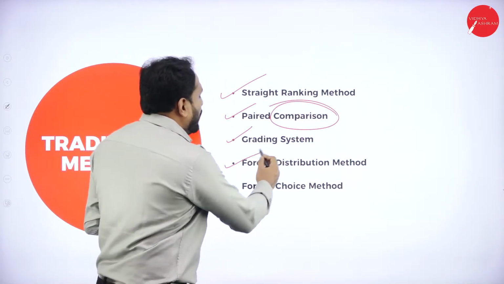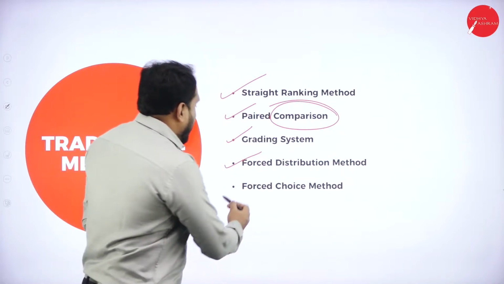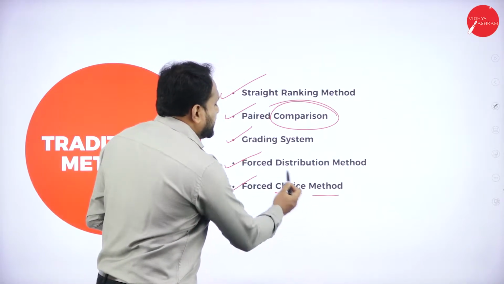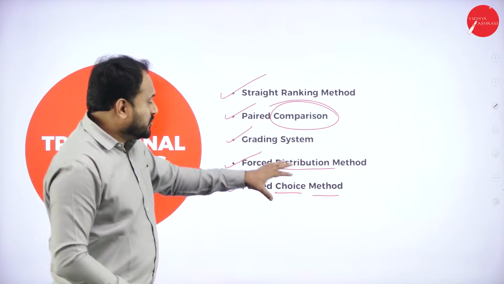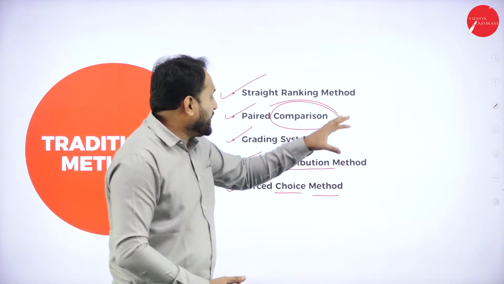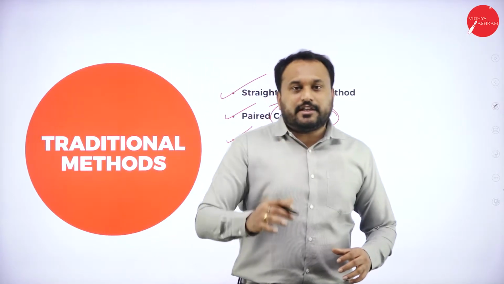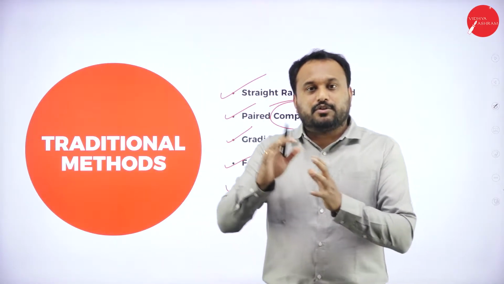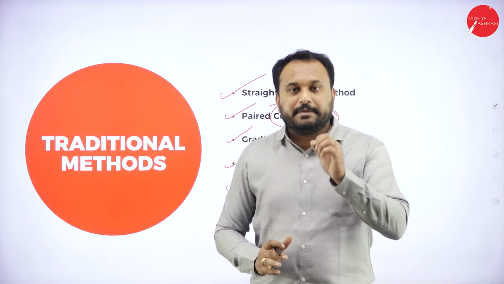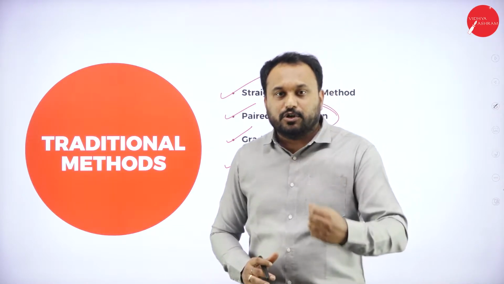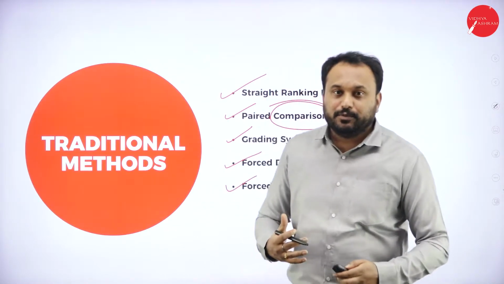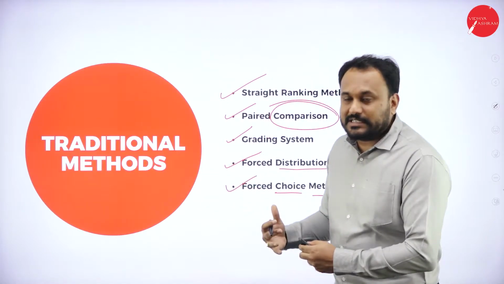Next is the forced distribution method and the forced choice method. The distribution method is different, the choice method is different. So here we have a total of 5 traditional methods. We are only going to teach the syllabus that the University of Mysore has given, but let me tell you, I have added some more, so it will definitely help you know more about performance appraisal.